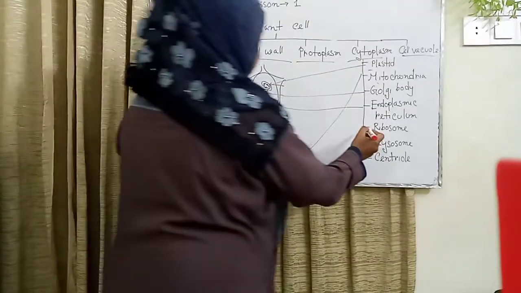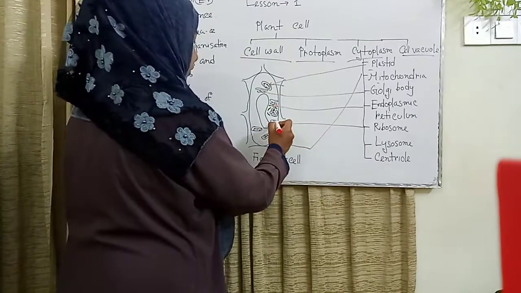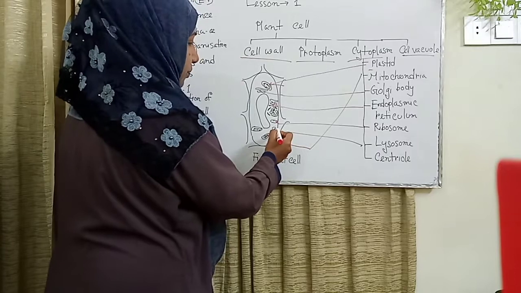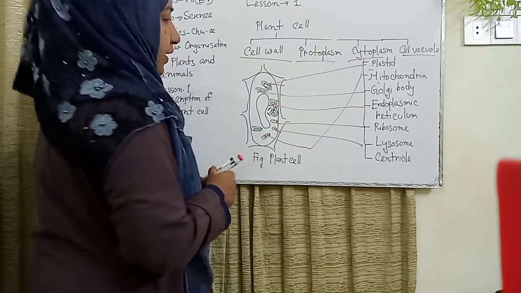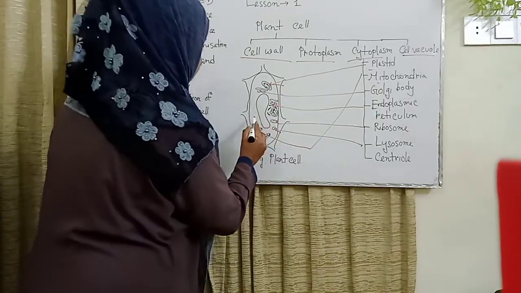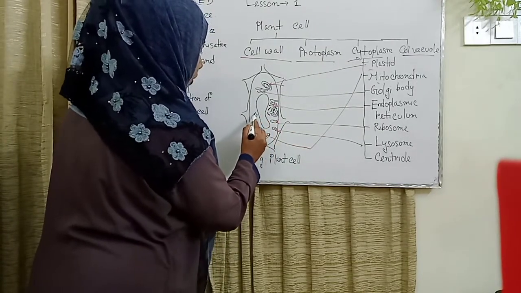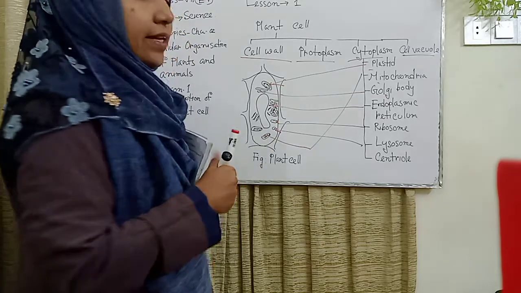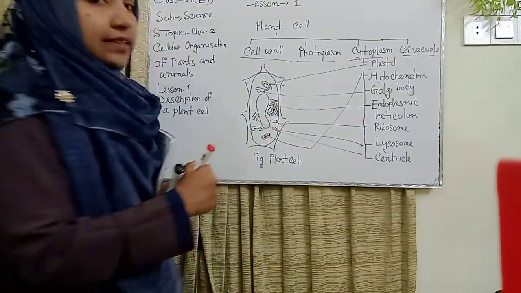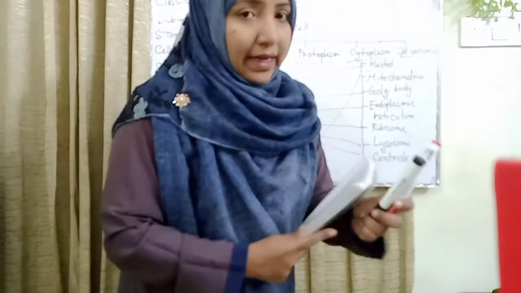And the next structure is the ribosome. This structure is the ribosome. And the next structure is the lysosome. This structure is the lysosome. And the last structure is the centriole. I just drew this rod-shaped structure. Another name is the centriole. All these structures are in the plant cell.